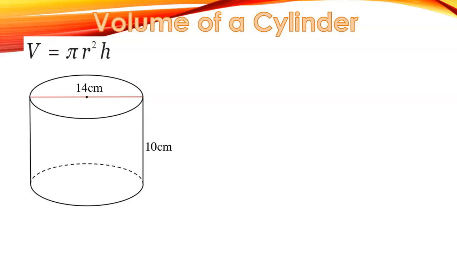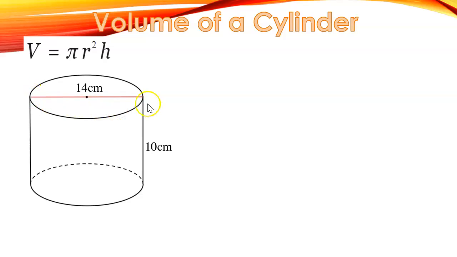To look for the volume of a cylinder, you need to know the formula V equals pi r squared h, where r is the radius of one of the bases and h is the height. So when we're given the dimensions of this cylinder, we have that the diameter is 14. Before we can plug anything into our volume formula, we need to find the radius first.